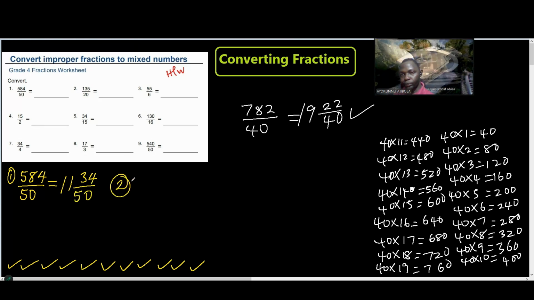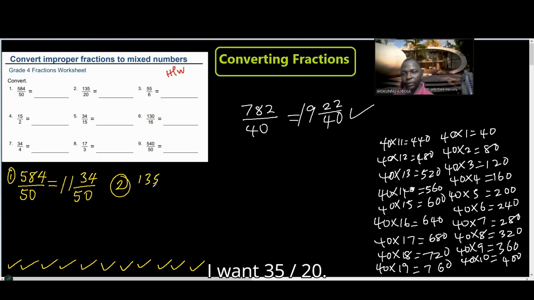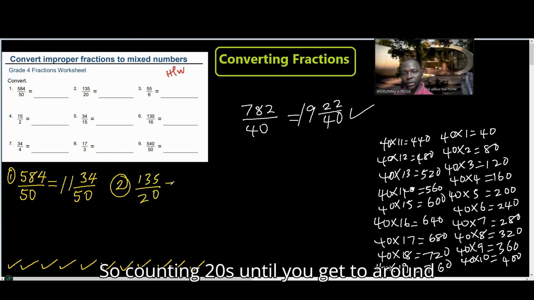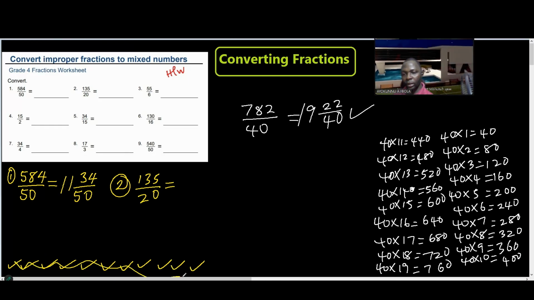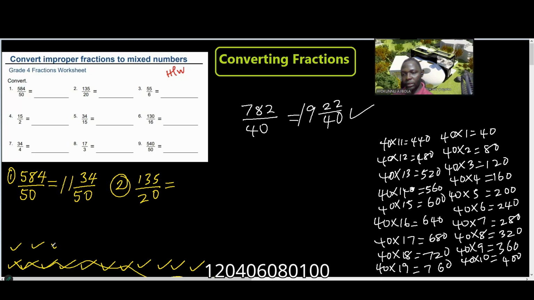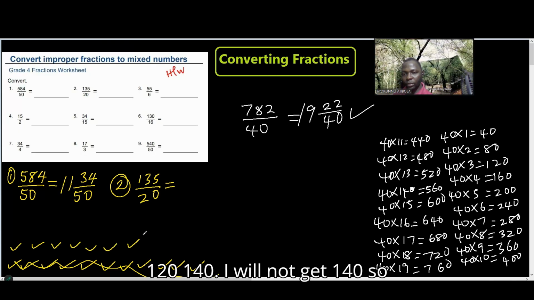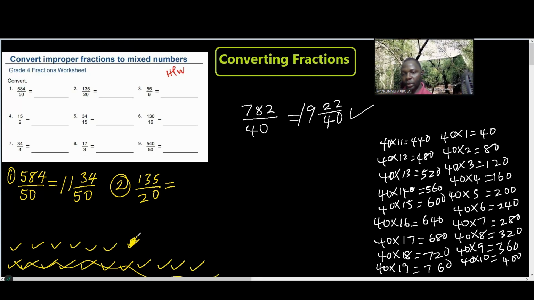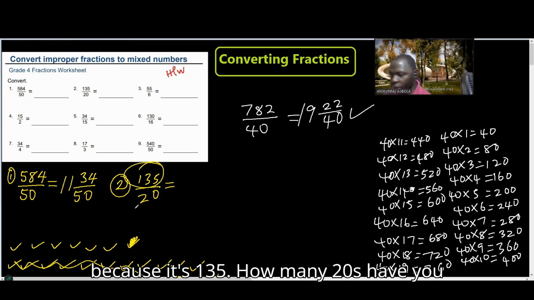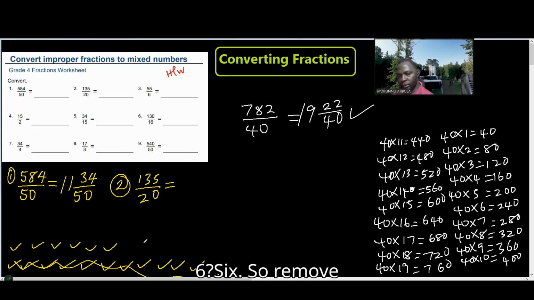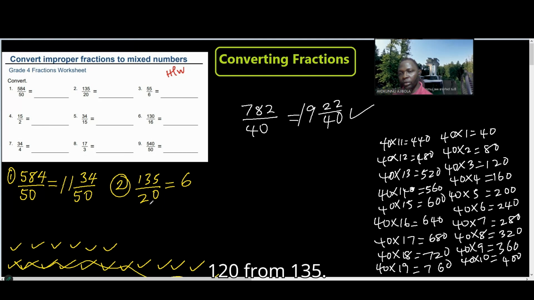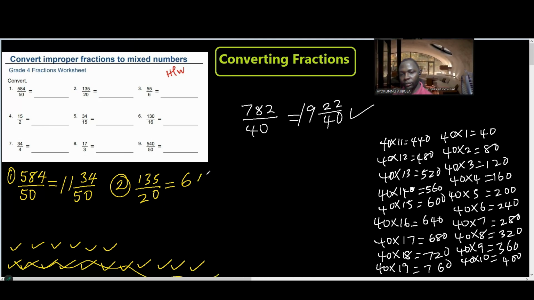So number two, you have 135 over 20. Count in 20s until you get to around that place. So let's count that one: 20, 40, 60, 80, 100, 120, 140. I will not get to 140 because it's 135. How many 20s have you seen? 6. So remove 120 from 135. What do you have?